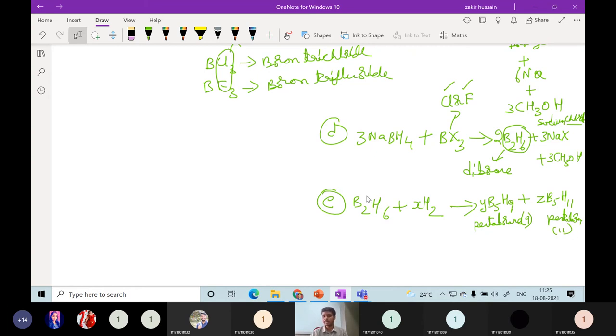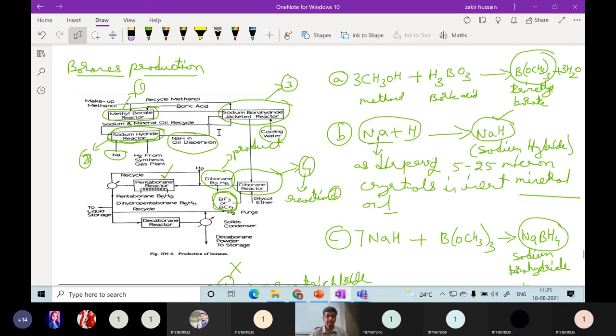When diborane is reacted with X molecules of H2, Y molecules of pentaborane 9 will be formed and Z molecules of pentaborane 11 will be formed. That is taking place in this pentaborane reactor. It will be supplied with hydrogen, and it is a heated reactor, so heat will be supplied along with the hydrogen. Then diborane will react with the hydrogen and form pentaborane.